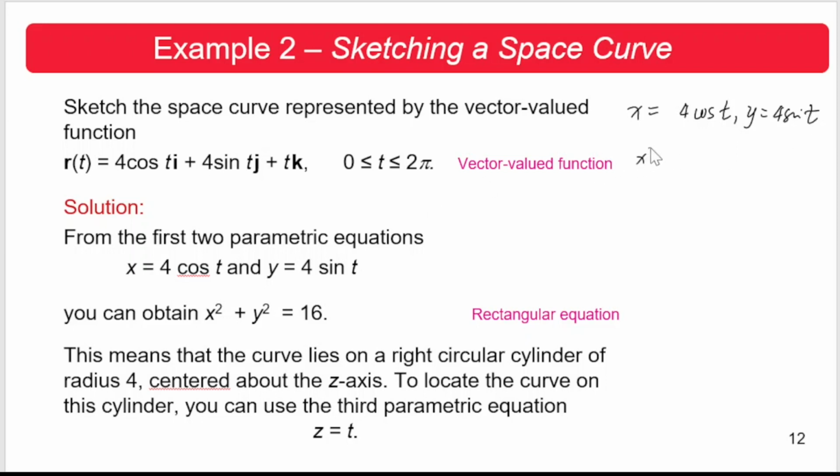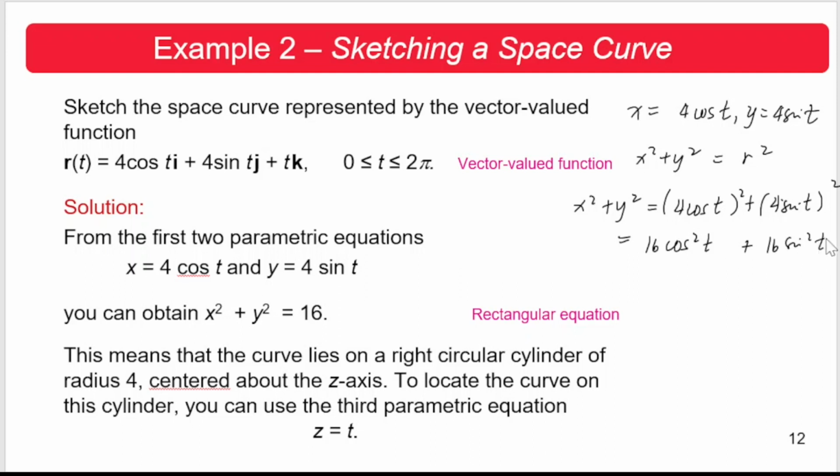And then if you can recall, the equation of the circle is defined as x squared plus y squared equals r squared. But because x is 4 cosine t, we can express x squared plus y squared as the quantity 4 cosine t raised to the second power plus y, where y is 4 sine t raised to the second power. By squaring each of these terms, we have 16 cosine squared t plus 16 sine squared t.